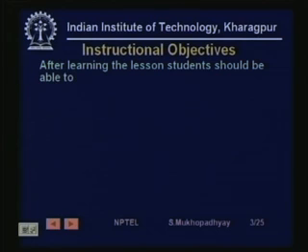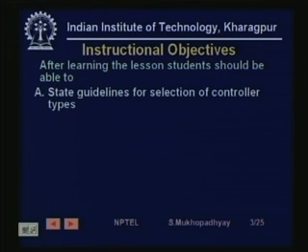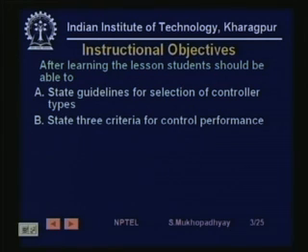So, before we get into the business proper, let us first see what the instructional objectives of the core of the lesson are, as is the usual practice. As we state in every lesson, after learning the lesson, the student should be able to, firstly, state guidelines for selection of controller types. When I said PID controller, I actually mean a class, that is the three classes of controllers, P control, PI control and PID control, which are most often used in the context of industrial automation. So, the student should be able to select one of these types. Now, once he selects one of these types, he or she should be able to assign the various parameters in that controller, like gains, integral times, derivative times, etc.